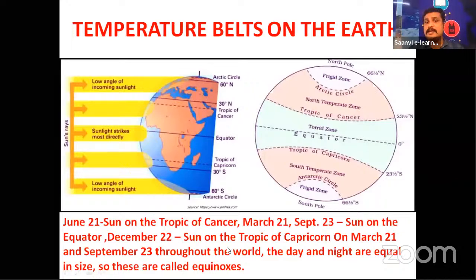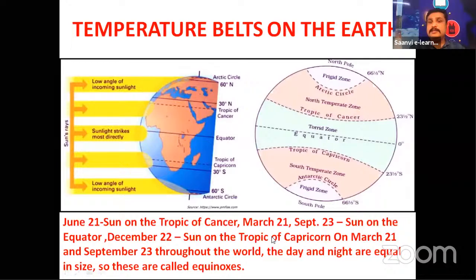December 22nd, sun on the Tropic of Capricorn. June 21st, sun on the Tropic of Cancer, and December 22nd, sun on the Tropic of Capricorn. This is the Tropic of Cancer, and this is the Tropic of Capricorn. See, here you have where the Tropic of Cancer and the Tropic of Capricorn are. So on June 21st, where is the sun? The sun is on the Tropic of Cancer, and at the same time, on December 22nd, the sun is on the Tropic of Capricorn.